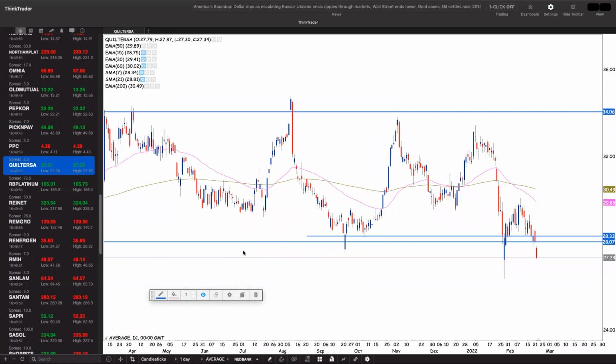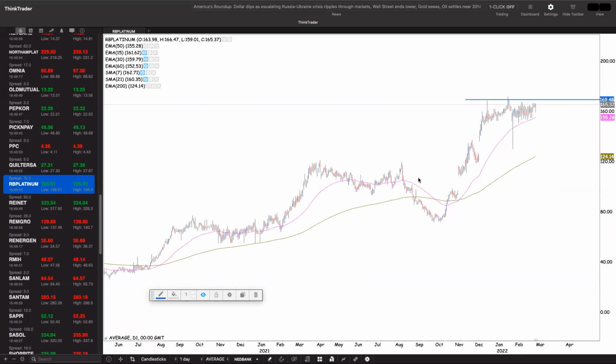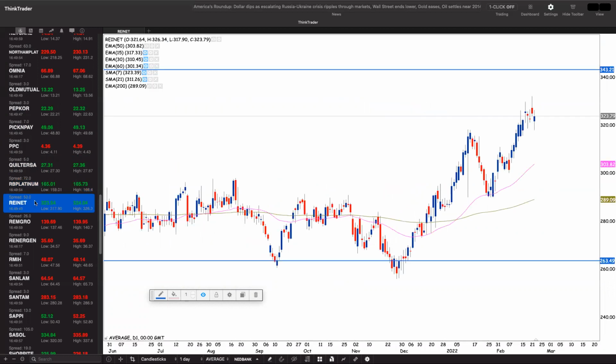Anyways, Quantum not looking very good. Nothing good happens, man, below the 200-day exponential moving average. Just nothing good happens there. RMP, there's a battle of miners for RMP between Northern and Impala, so I don't know how that's going to turn out.